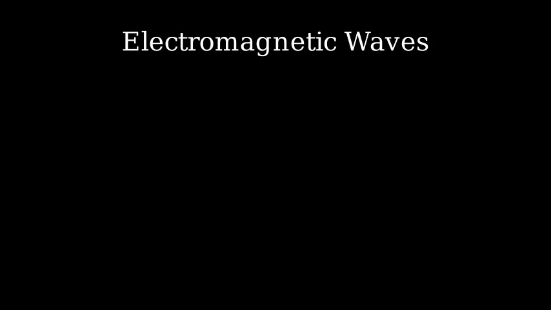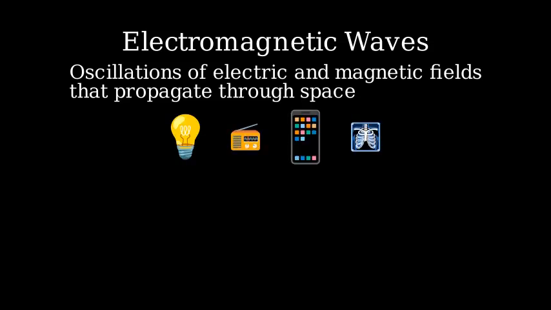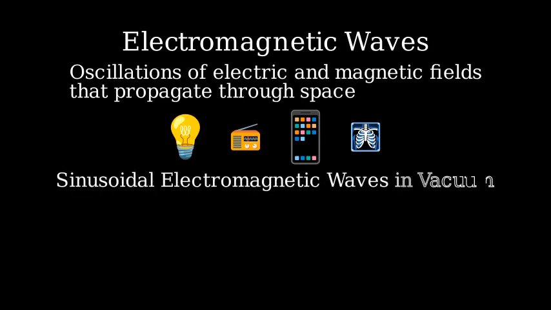Today we'll explore electromagnetic waves in vacuum and in matter, understanding their mathematical descriptions and physical behaviors. Electromagnetic waves are oscillations of electric and magnetic fields that propagate through space, carrying energy and momentum. These waves include visible light, radio waves, microwaves, X-rays, and many other types of radiation that make up the electromagnetic spectrum. Let's first understand sinusoidal electromagnetic waves in vacuum.